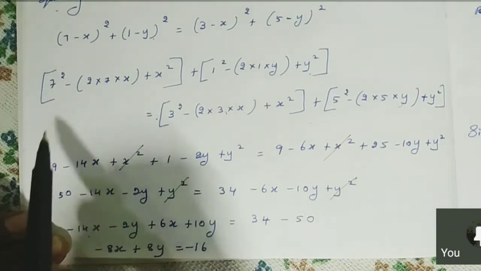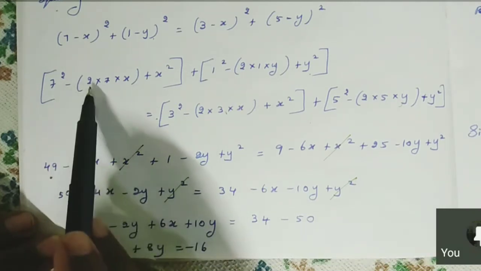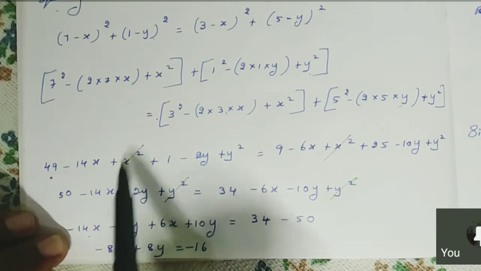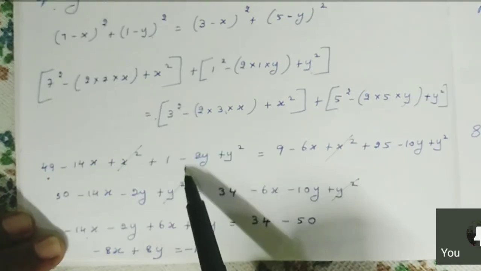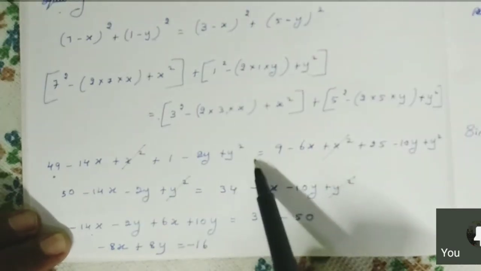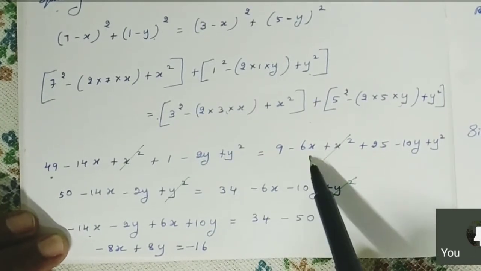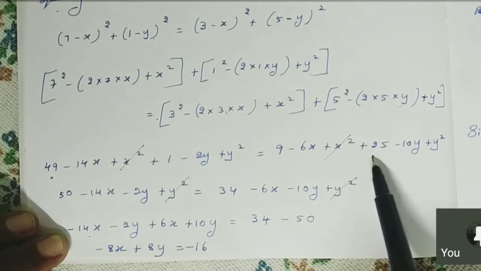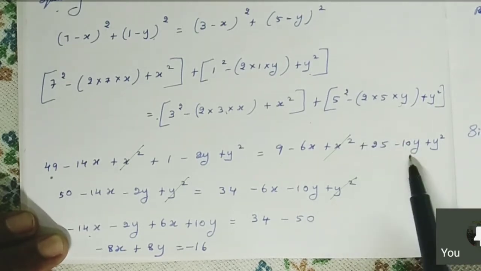Asif. Okay. Now, 7 squared became 49. Minus 2 sevens are 14, so 14x, plus x squared, plus 1 squared, 1. Then minus 2y plus y squared equals 3 squared, which is 9. 2 threes are 6, 6x plus x squared. Now plus 5 squared became 25, minus 2 fives are 10, 10y plus y squared.